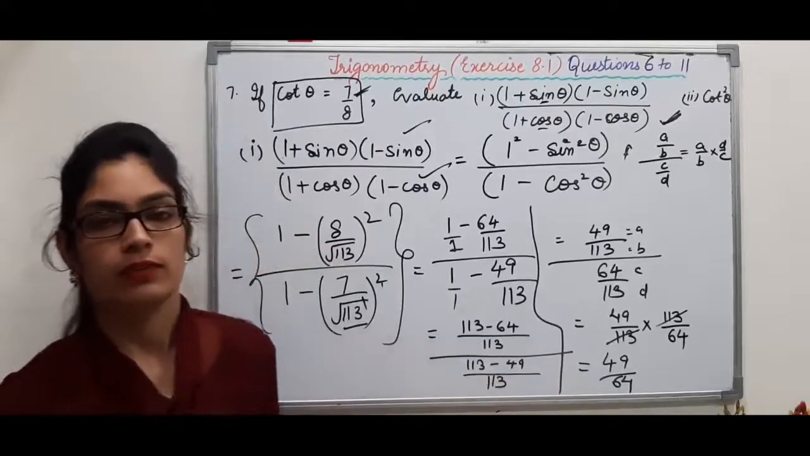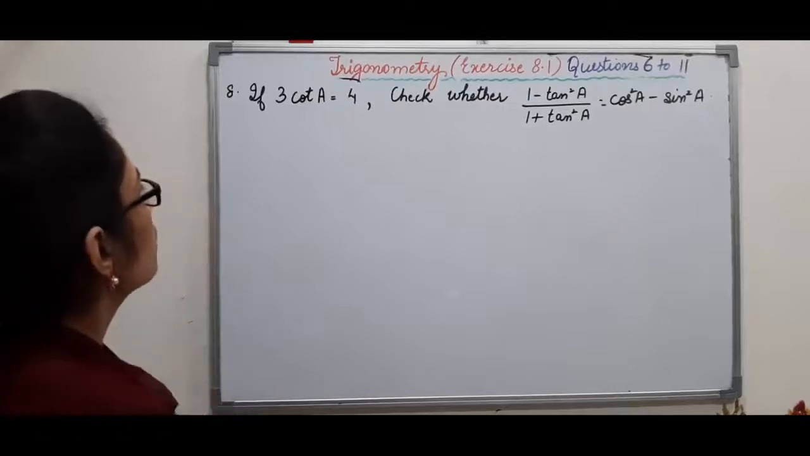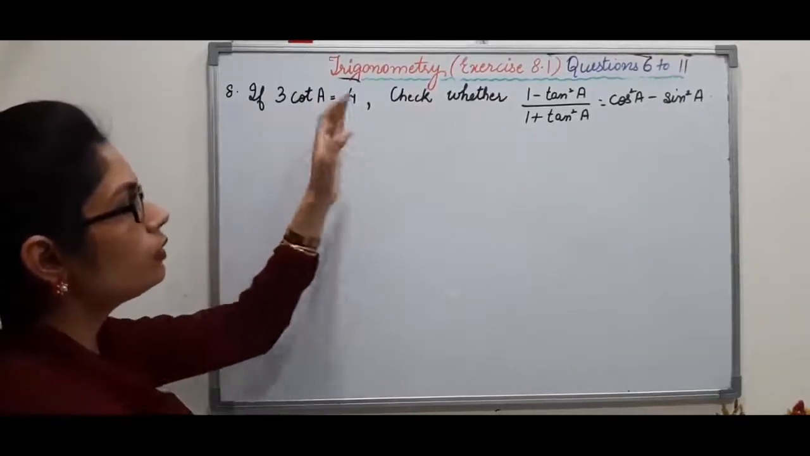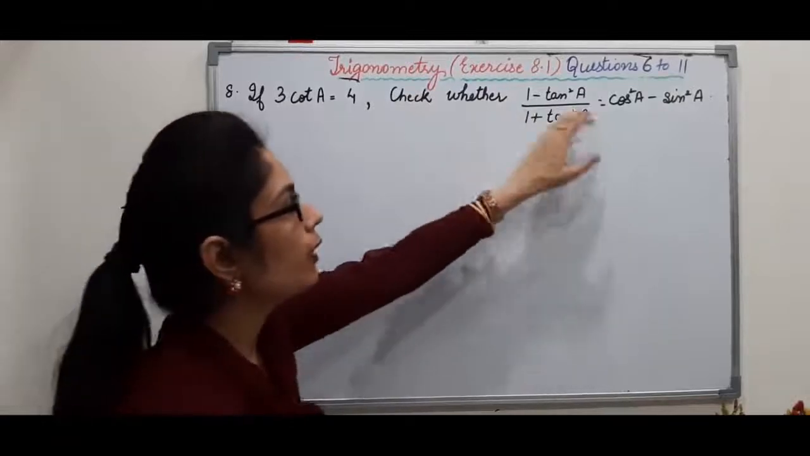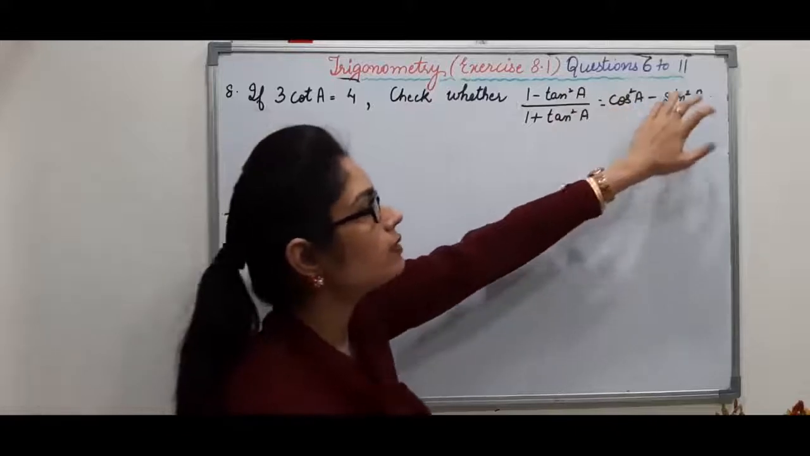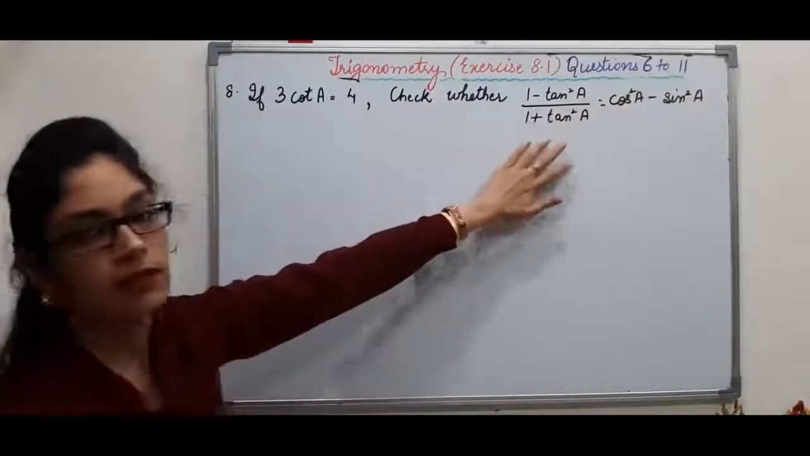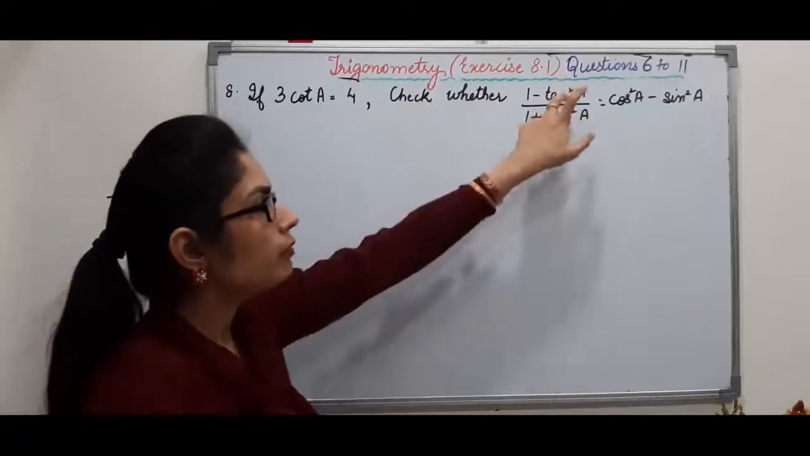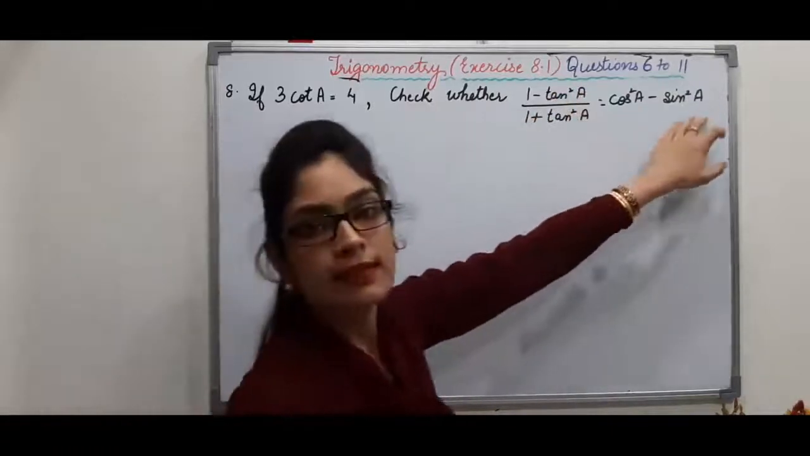Now let's do the next question. In question number 8, it's given 3 cot A is equal to 4. Check whether 1 minus tan square A over 1 plus tan square A is equal to cos square A minus sin square A. So we have to check this. To check this, again we need the values of tan A, cos A and sin A.